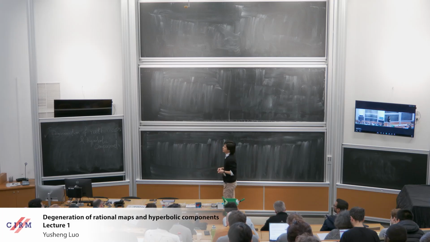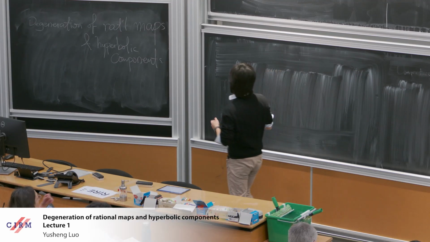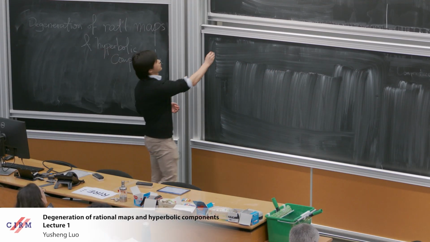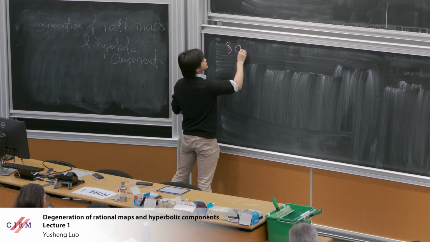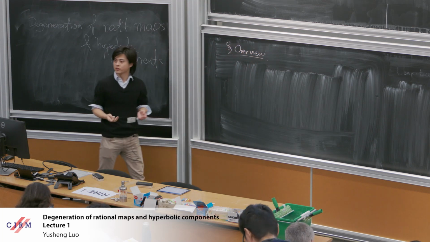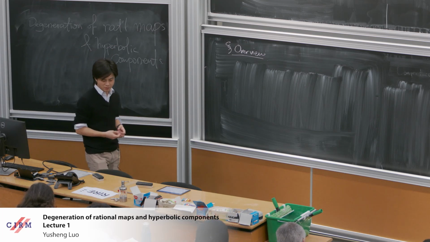I want to talk about degenerations of rational maps and hyperbolic components. So let me tell you sort of the overview of this mini course, and what type of questions we want to understand and how to study these type of questions.